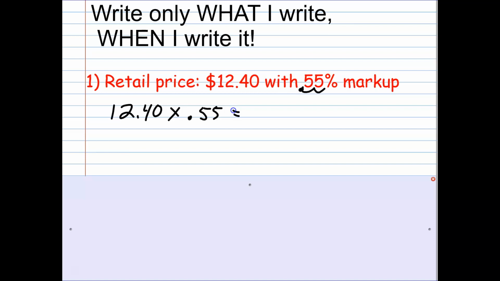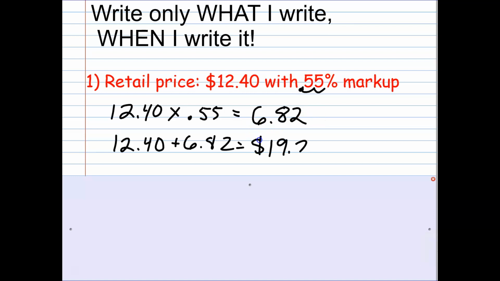12.4 times 0.55, and we get 6.82. But again, they're not going to sell it for $6.82 because they would be losing money. They're going to add that on to the $12.40 that they paid for it. And again, calculators are totally fine. And we get a grand total of $19.22. And since we're talking money in this problem, let's throw a dollar sign on that thing. Boy, I need to work on that, don't I?